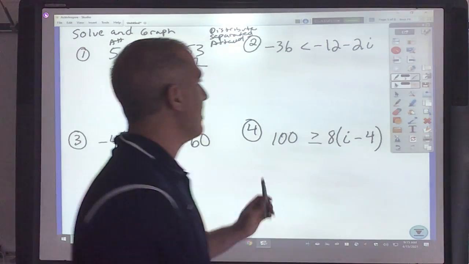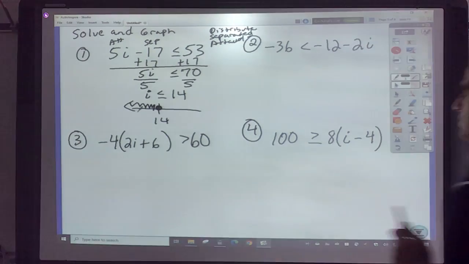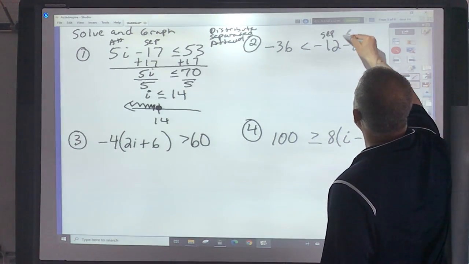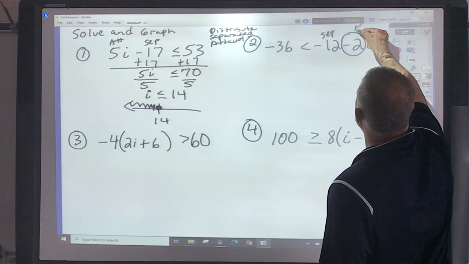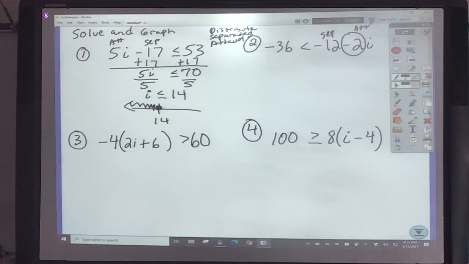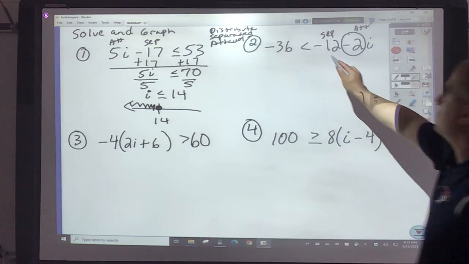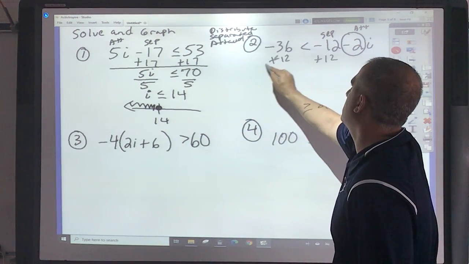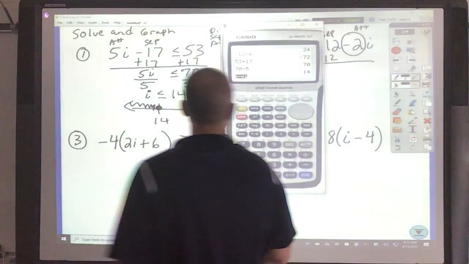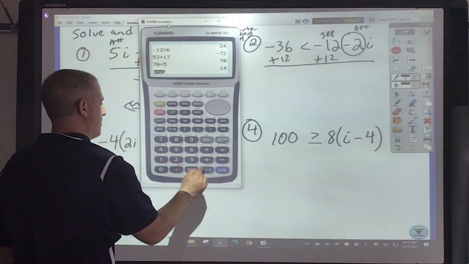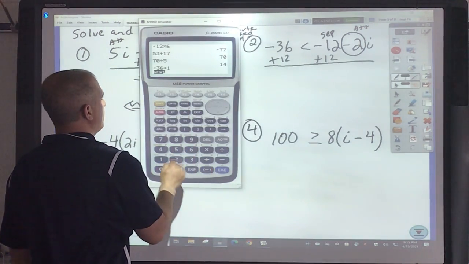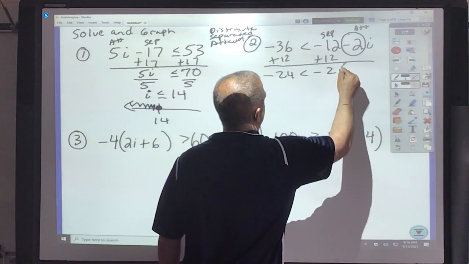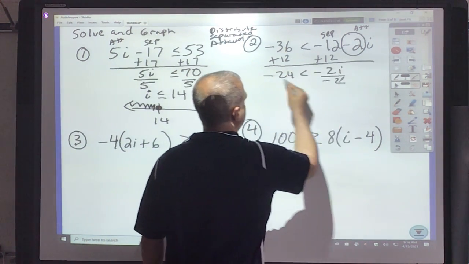Okay? Now, I got to be careful with this one, number 2. This is the separated. This whole thing right here is the attached. Okay, so you got to be careful there. So I got to move the separated by adding 12 and adding 12. Okay? All right, I'm going to use my calculator for this. Negative 36 plus 12 is negative 24. I got negative 2i here, so I'm going to divide by negative 2.